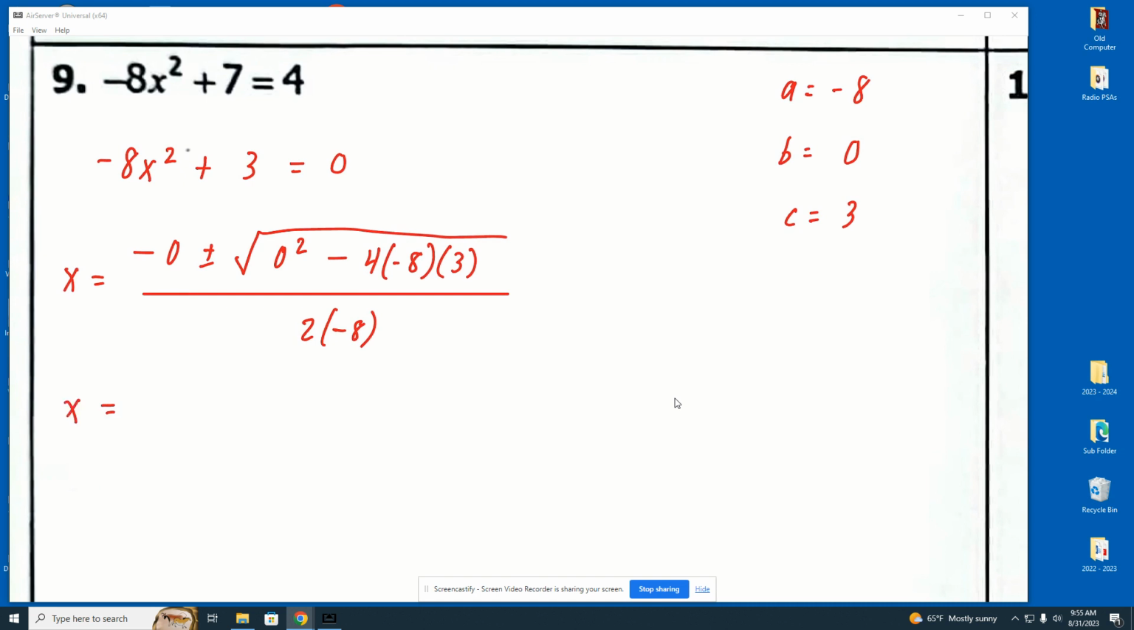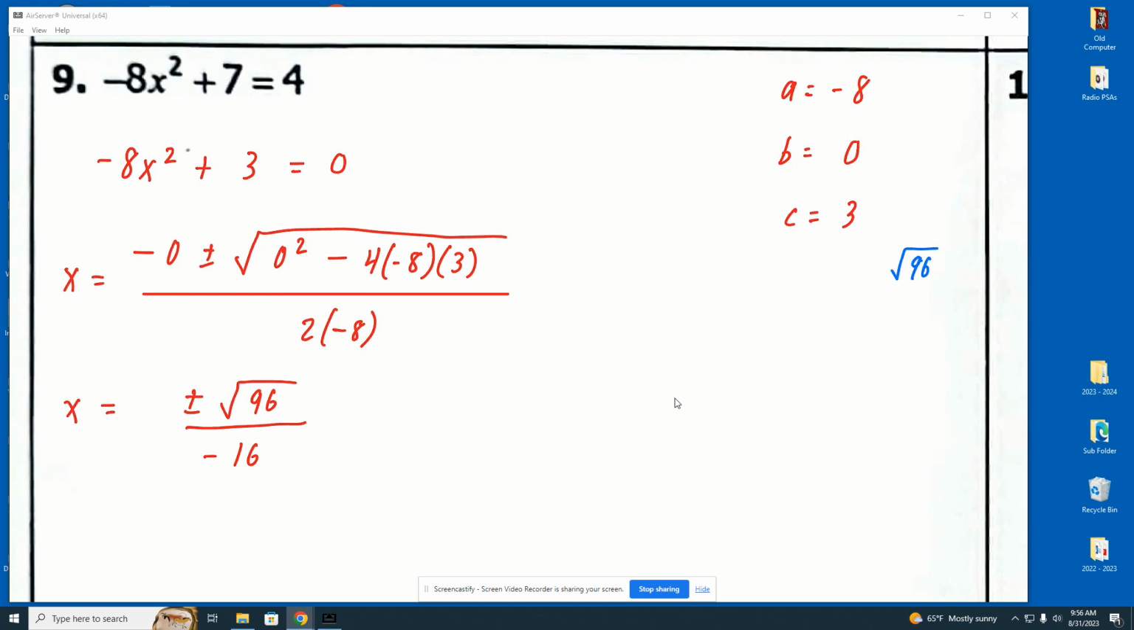So what happens to negative 0? It's gone. So all we're going to have here is just this plus or minus. And now let's break down what's underneath it. Remember, don't type in the square root. Let's just break down the number that's inside it. So 0 squared minus 4 times negative 8 times 3. What'd you get? 96. And in the bottom, what's 2 times negative 8? Negative 16.